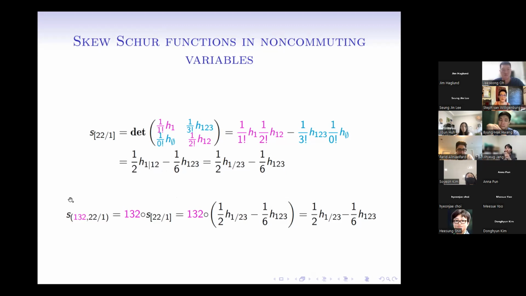So then if I want to make my Schur function in non-commuting variables 132, 22 skew 1, then I'm going to let this permutation act on my source Schur function S22 skew 1, which is this thing right here. And what does 132 do? Well, it just swaps 2 and 3. If I swap 2 and 3 here in my index, nothing happens. If I swap 2 and 3 right here, nothing happens. And so I just get back a half h123 minus a sixth h123.